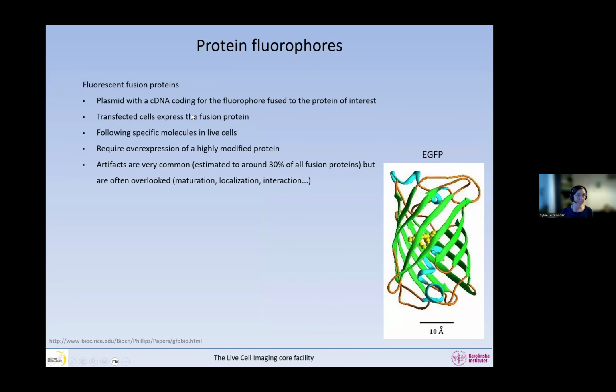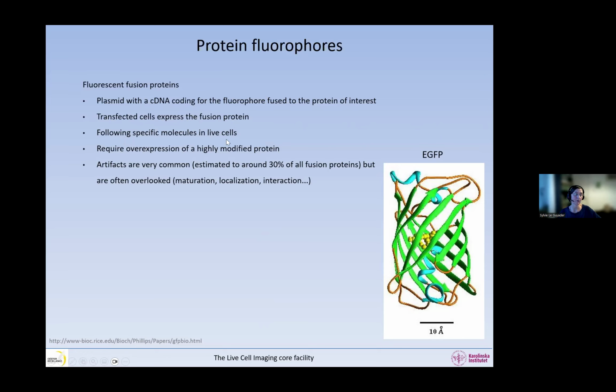So we'll talk about this during the super resolution lecture, but some of them are specialized in that they blink. And then the second type of fluorophores are the protein fluorophores. And so we have a plasmid with a cDNA encoding the fluorophore. And then we usually fuse it to the protein of interest to tag it. And then we transfect the cells. And so the cell itself is expressing the fluorophore with its own machinery.